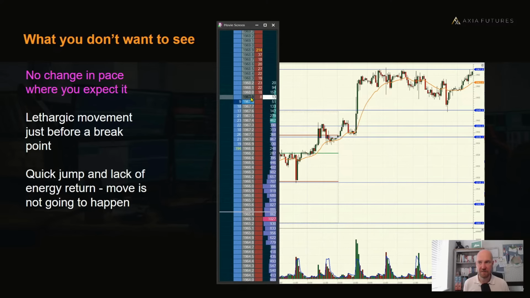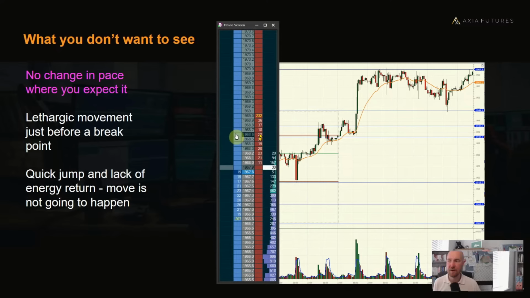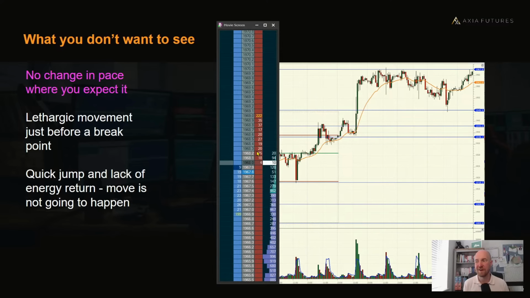But when it doesn't, and when the pace of orders completely slows down, the passive orders don't change again, this is a prime example of a market that just doesn't really want to go anywhere. This is the situation. You look at this and you think, this trade's not going to work. That's what a price ladder allows you to do. It allows you to take this trade on and then say, okay, it's not working.